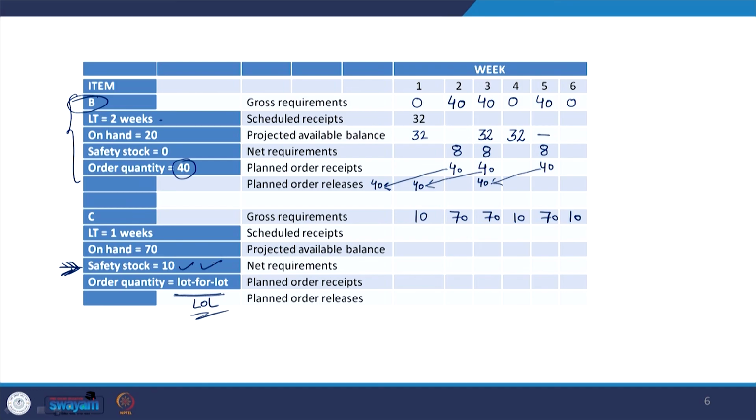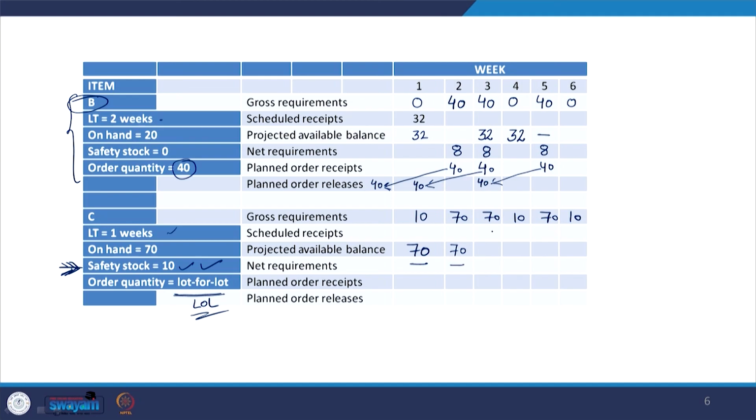Now, initially the on hand inventory is 70. That is already available with me, 70 items, and lead time is given as 1 week. So, here I have requirement of 10, 70 is always available. So, there is no net requirement and there is no further calculation required. In the second period the requirement is 70, I already have 70 with me. So, finally, the net requirement is 0.